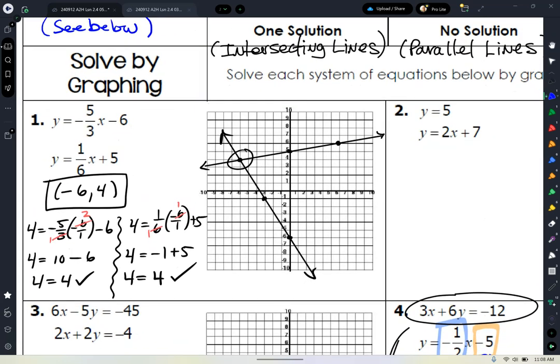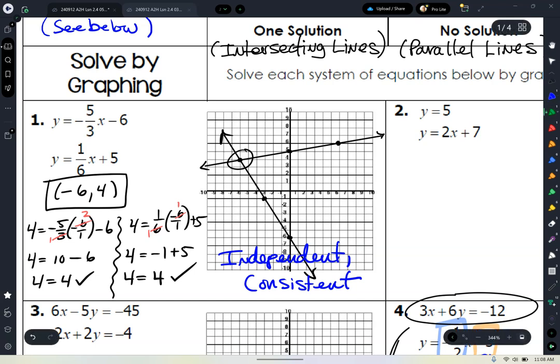Okay, so the classification for this one is called independent, consistent. You have independent lines. They're different from each other. But they're consistent at one point, the solution. So when we have a system of equations with one solution, we call that an independent, consistent system.